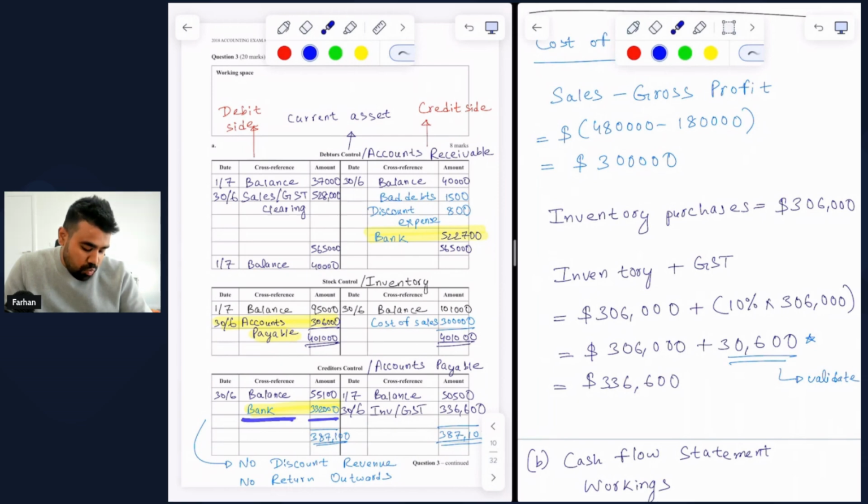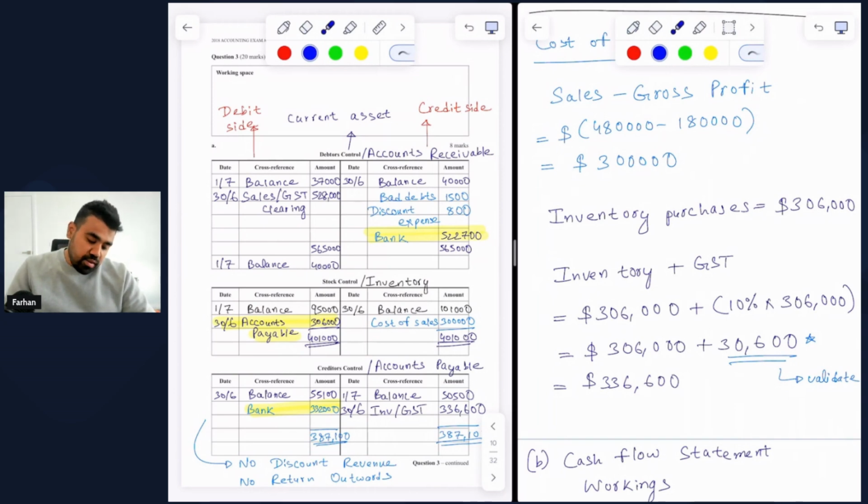And this cash that we have paid refers to a cash outflow, which is what we are going to be showing in the cash flow statement. Right? So I've made some few notes here. We didn't have any discount revenue, neither any return outwards or purchase returns, which are what you will normally see in other questions. You can check out my other videos. All right, so that's how we reconstruct all the ledger accounts.